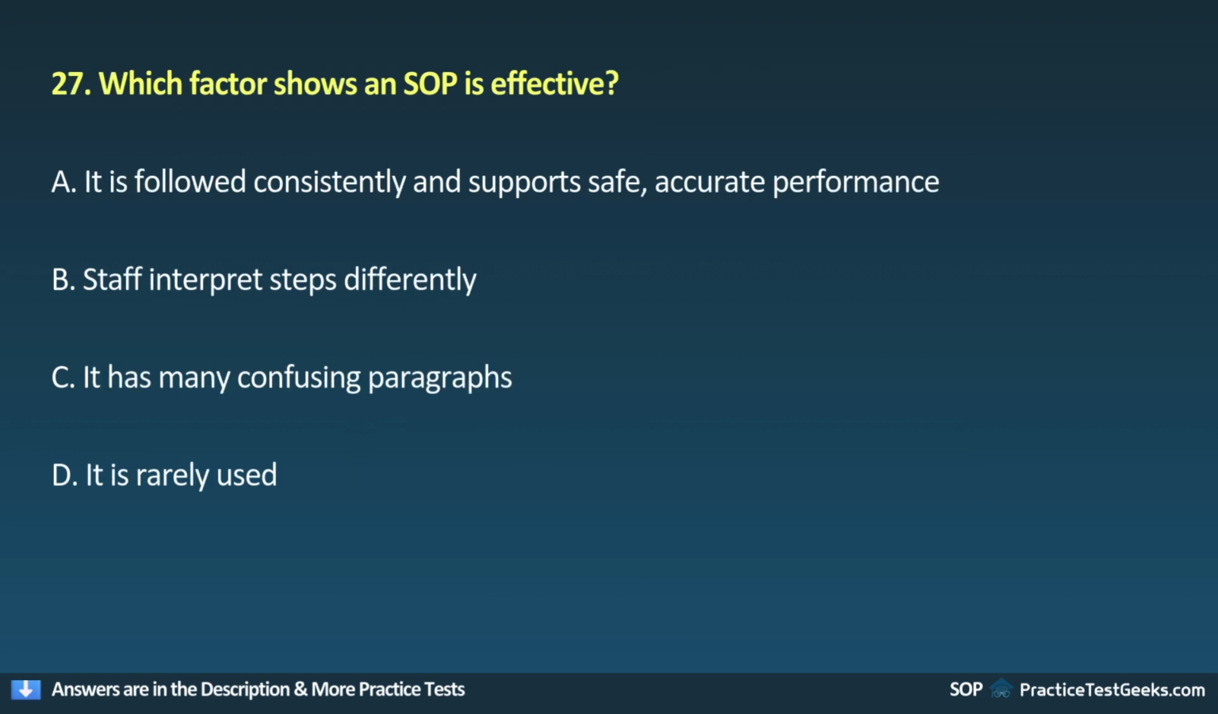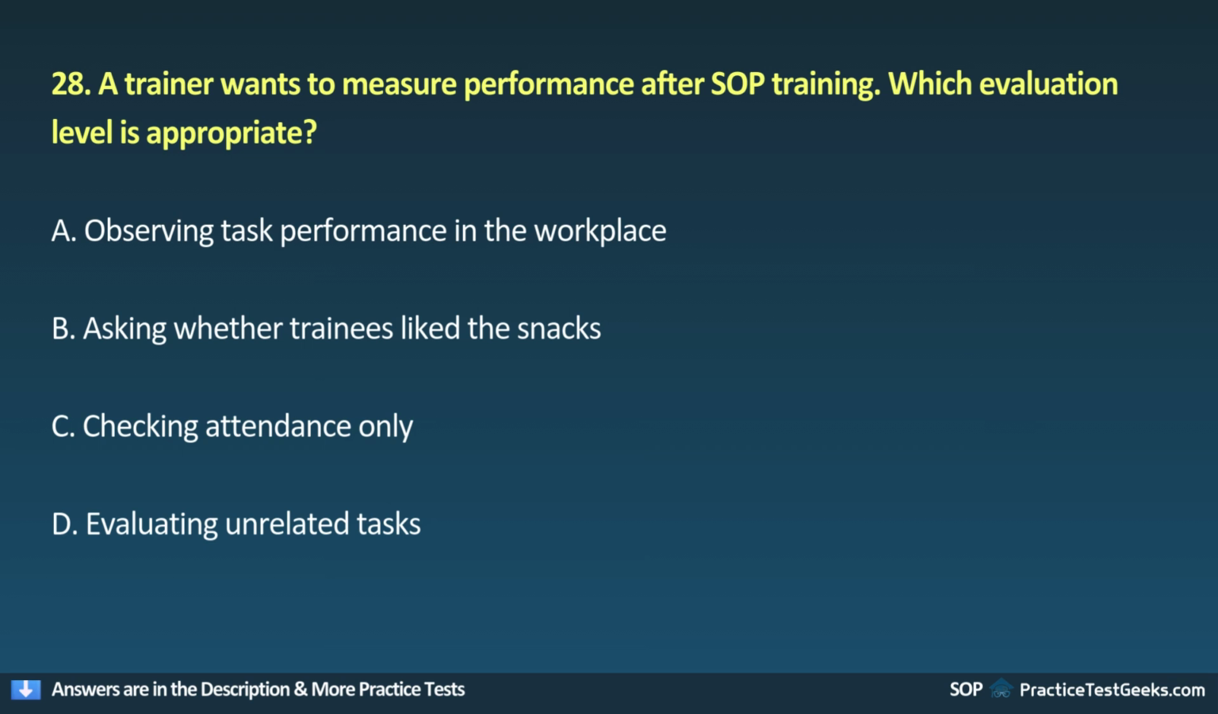27. Which factor shows an SOP is effective? A. It is followed consistently and supports safe, accurate performance. B. Staff interpret steps differently. C. It has many confusing paragraphs. D. Is rarely used. 28. A trainer wants to measure performance after SOP training. Which evaluation level is appropriate?